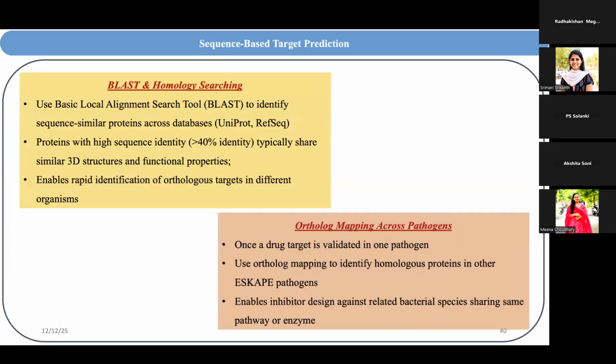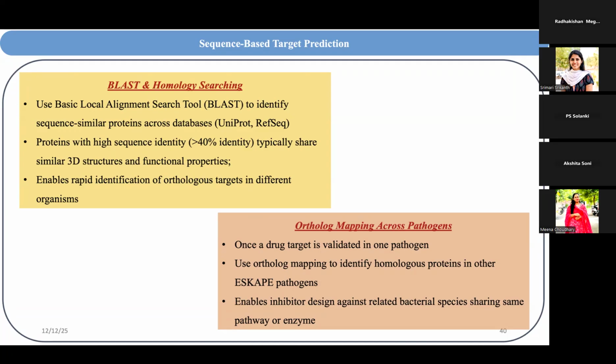And the next one is sequence-based target prediction. So we start again from BLAST. We take a protein and BLAST it against databases like the RefSeq database and UniProt, and it will give a list of proteins from other organisms.